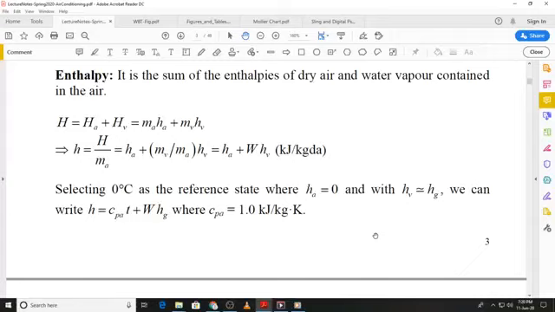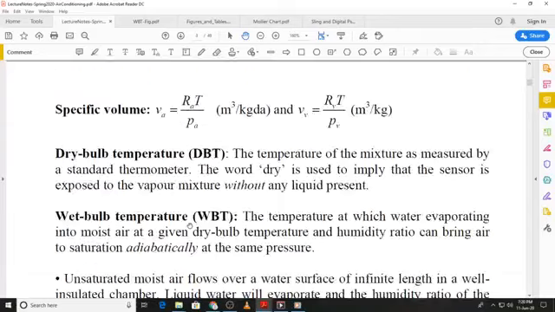And once we have that expression, we can simply find out the specific enthalpy of the moist air sample, cp*T plus W times hg. Specific volume of the moist air, again straightforward application of the ideal gas equation for both dry air and for water vapor.